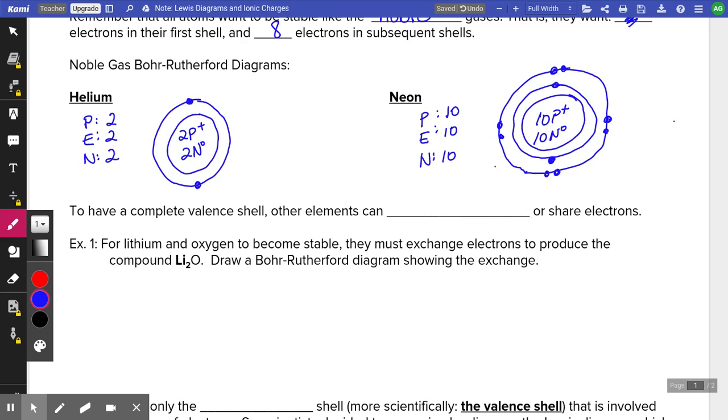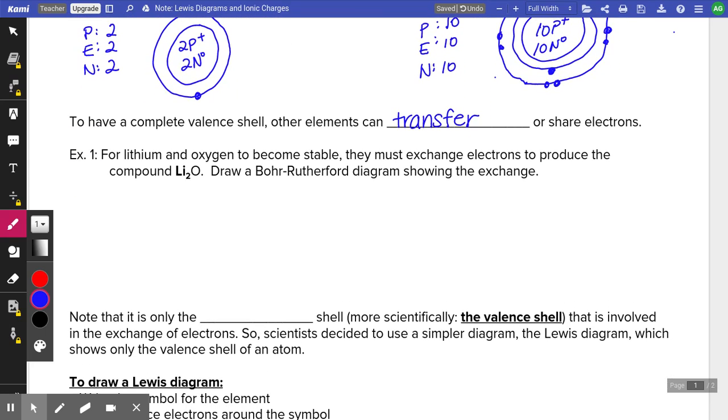Okay, so all of the elements want to have this complete outer shell. And they can achieve that goal by either transferring or sharing electrons. Okay, so to complete a valence shell, other elements can transfer or share electrons, other elements being not noble gases. Okay, so if we take a look at lithium and oxygen, so for lithium and oxygen to become stable, they have to exchange electrons to produce the compound Li2O.